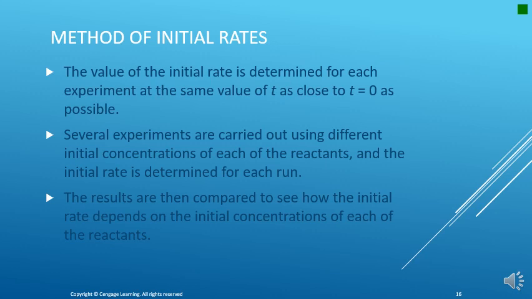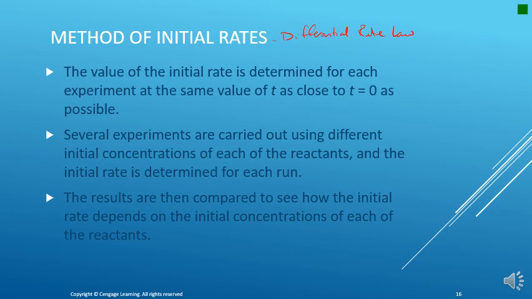We have a number of different methods that we can use to determine the rate law for a particular reaction. We are going to focus on one for this class, which is called the method of initial rates, or the differential rate law. With this differential rate law, as we were mentioning earlier, we're going to look at the initial rates of the reaction as close to the time t equals 0 as possible.